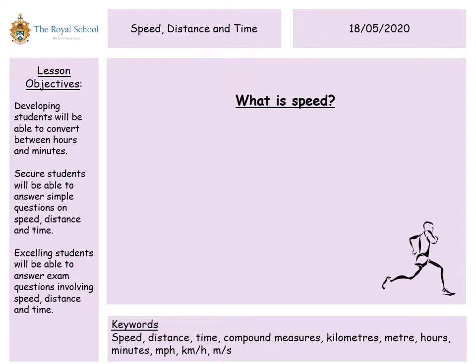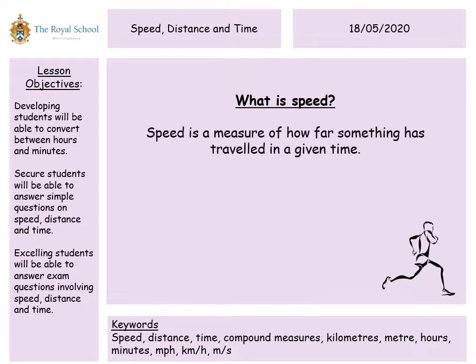So, what is speed? Well, speed is one of our first compound measures. So it's a measure of how far something has travelled in a given time. Now this means it's actually got two elements to it. We need the how far element, that's a distance, and we have a time that it's taken to do that. So that's our next unit. So speed actually encompasses both of those units at the same time, and that's what makes it a compound measure.